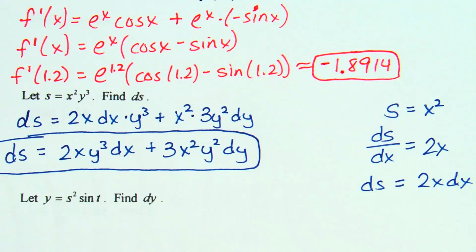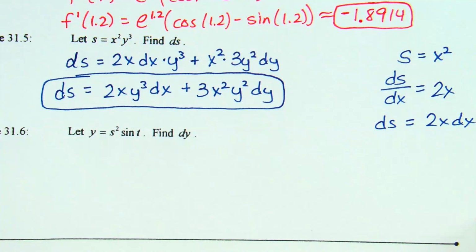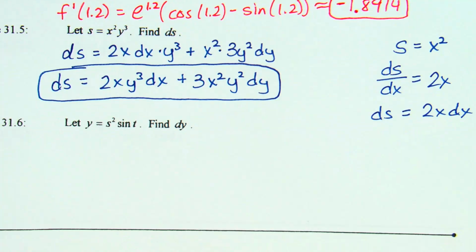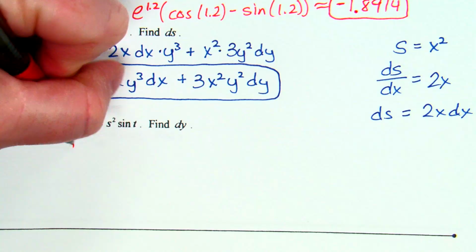Last one? Y equals s squared sine t, find dy. We gotta do the same thing. We're trying to find dy. There's an s and a t, so think in terms of differentials again. What's the derivative of y? dy. Or 1 dy.